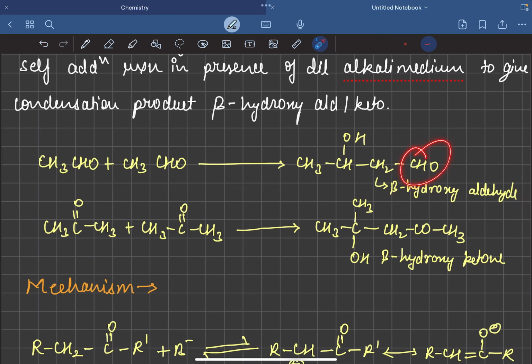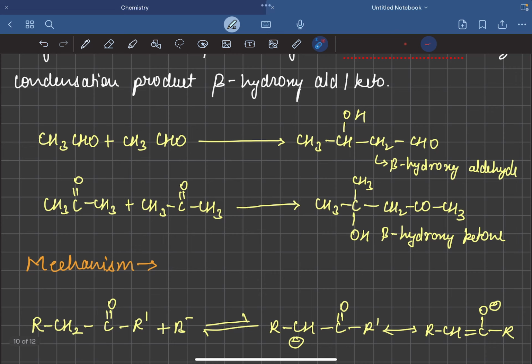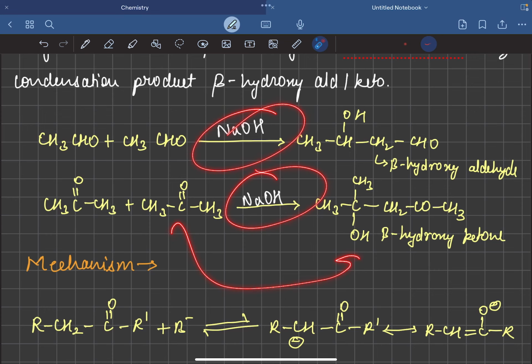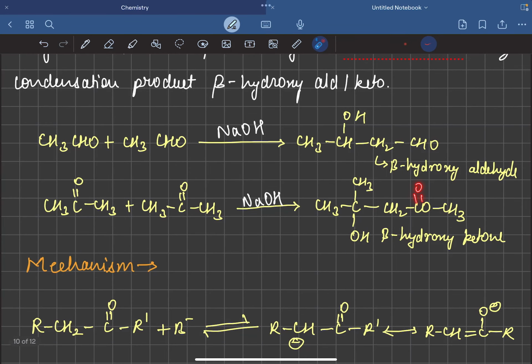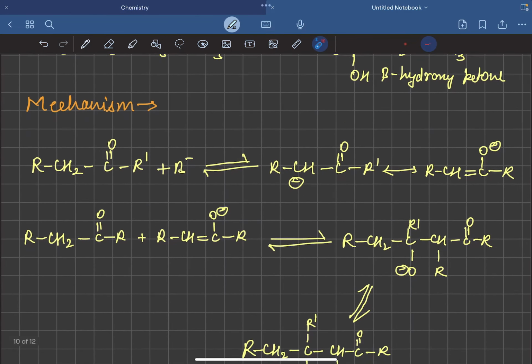On the second part, the second reaction is with ketones. Here there are two acetones, and here also one acetone. When they react in the presence of alkali medium, for example NaOH, and here also NaOH, these are the two alkali mediums. Based on this we get a beta hydroxy ketone. Yes, it is a double bond O. Don't mistake it.